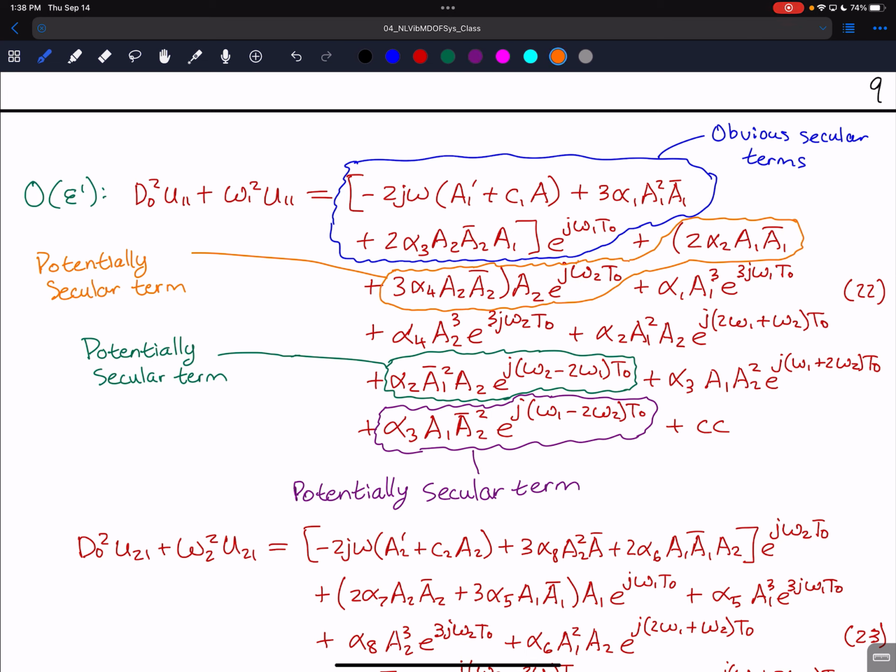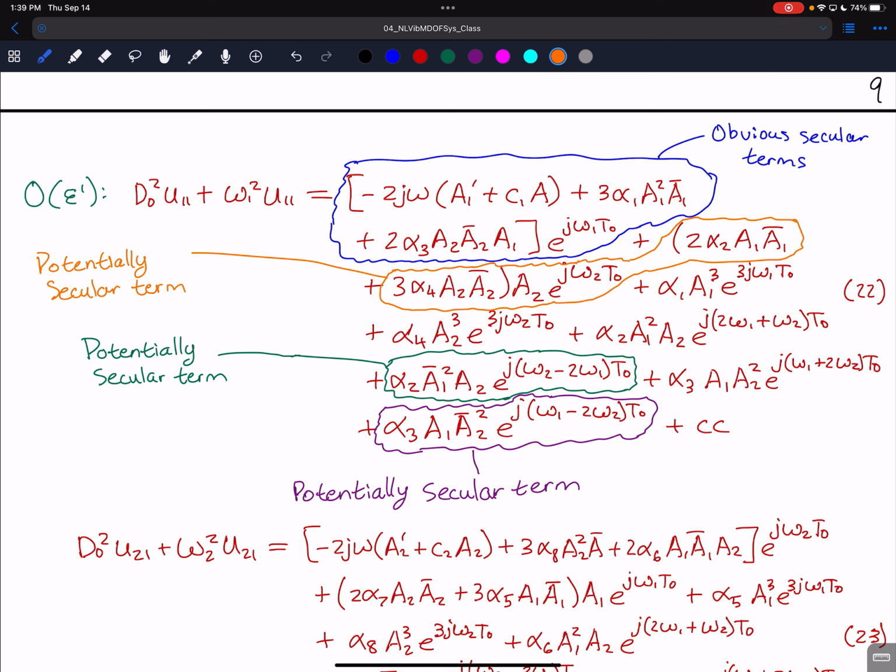Could you please say again how do you identify the potential secular term? Yeah, I'm about to go through that actually. Well, I'm not going to say that exactly, but what I say will hopefully address that. So I'll just try to say both.